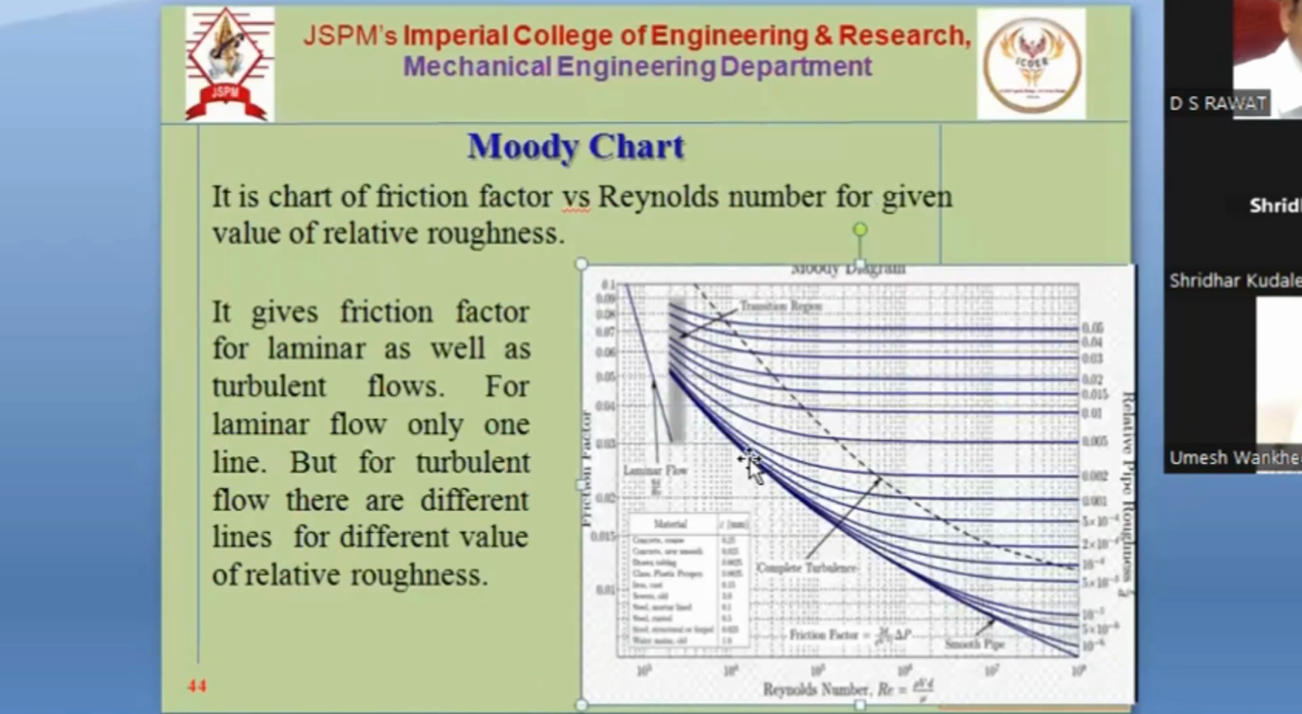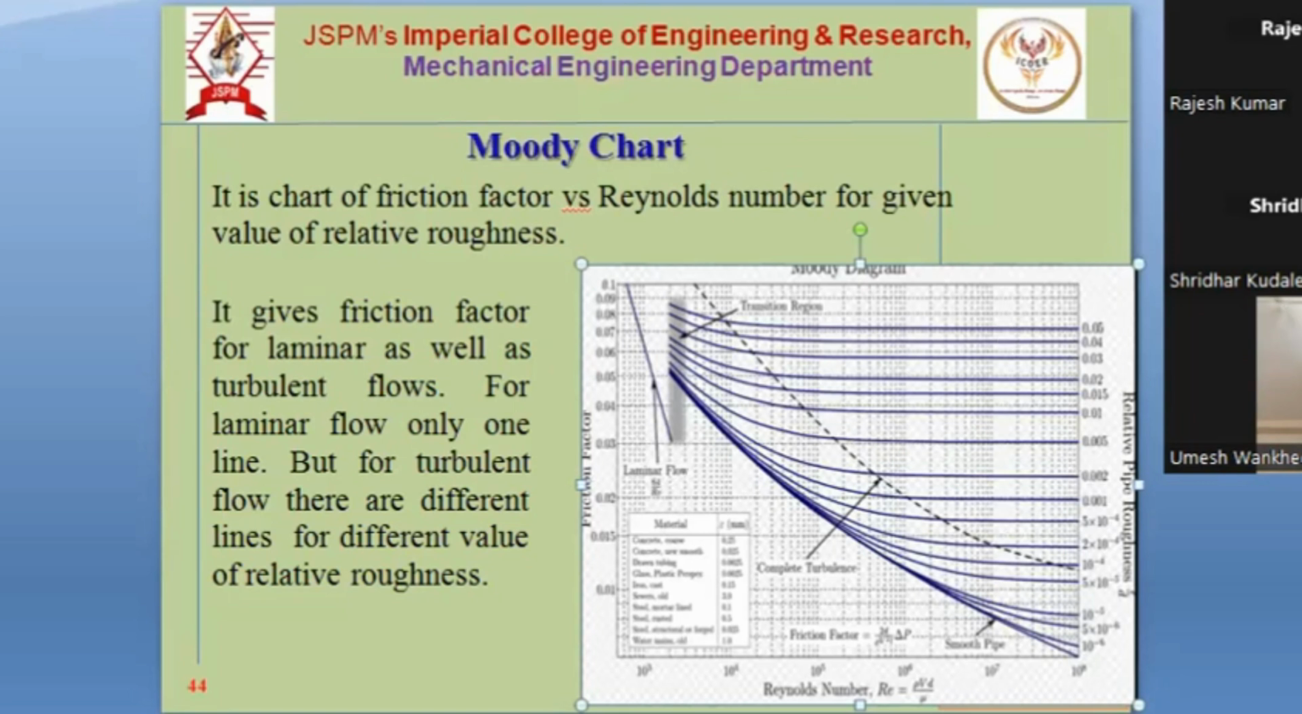If you see the Moody chart, what does it give? It gives the friction factor. Now if you see the laminar range, there is a single line. For laminar flow, there is a single line, that is 64 by Re. But if you see the turbulent flow, there are different lines for the turbulent flow, based on what? Relative roughness.